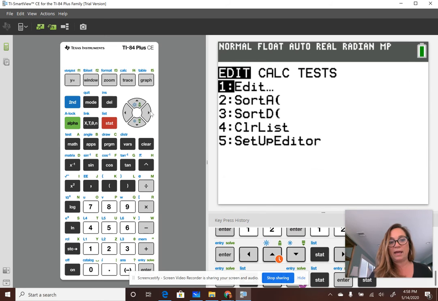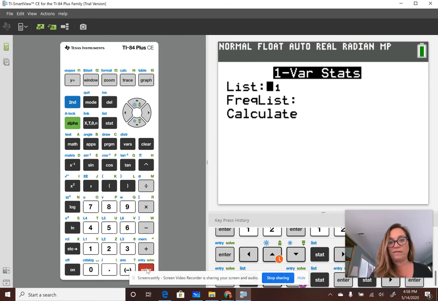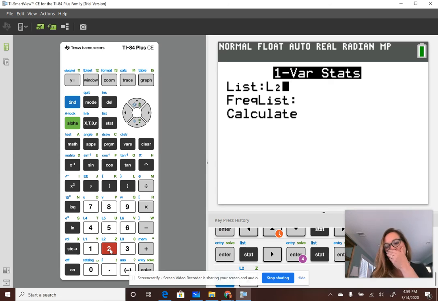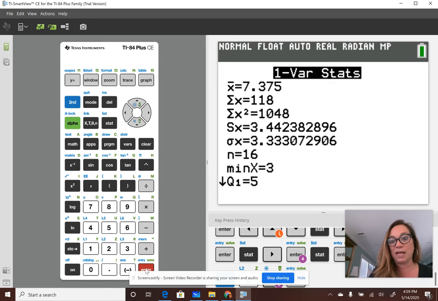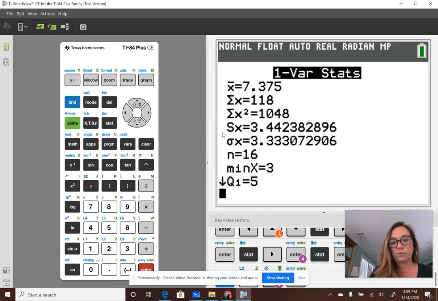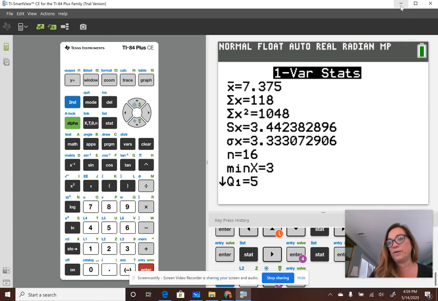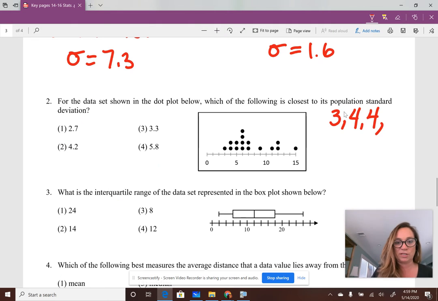So stat, arrow over to calc, one var stats. I have to change this to list 2, and I just entered it in list 2. I did it 2 seconds ago just because I didn't want to have you staring at me while I type, and I keep making typing mistakes. But anyway, so that's that. And so right here, 3.333, 3 1/3, that's the standard deviation, so choice 3.